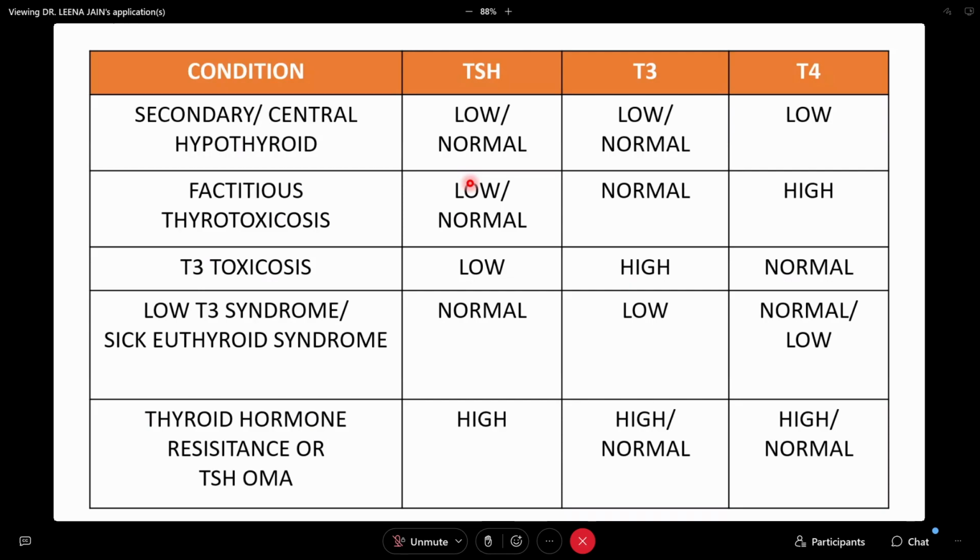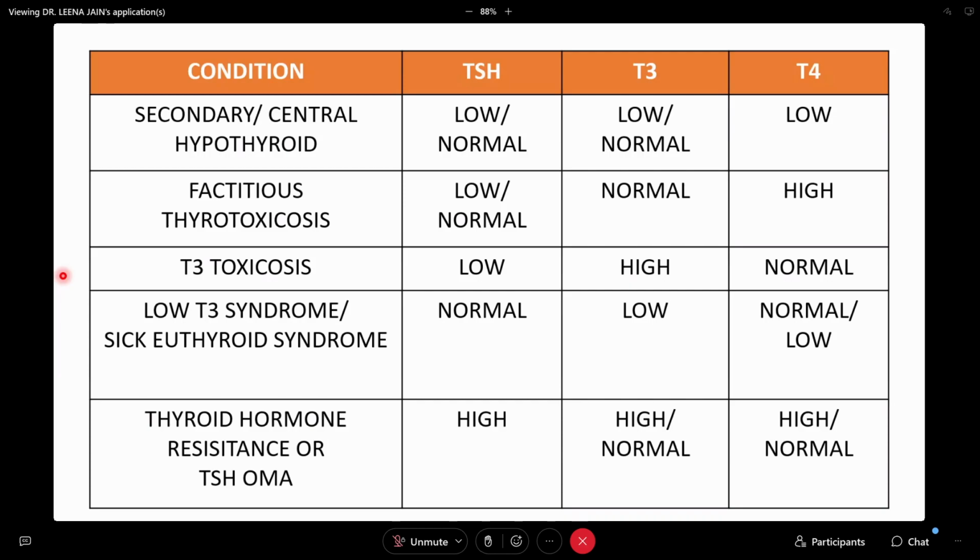There is one entity called factitious thyrotoxicosis. In this case, it is false, factitious. It is not the true thing. So TSH will be low or normal, T3 will be normal, and because it is a thyrotoxicosis, T4 will be in a very high quantity. Then there is one entity, in the name itself you can see, T3 toxicosis. So there will be high levels of T3 rather than T4. Low T3 syndrome or sick euthyroid syndrome is one of the entities where there will be a low T3 level.